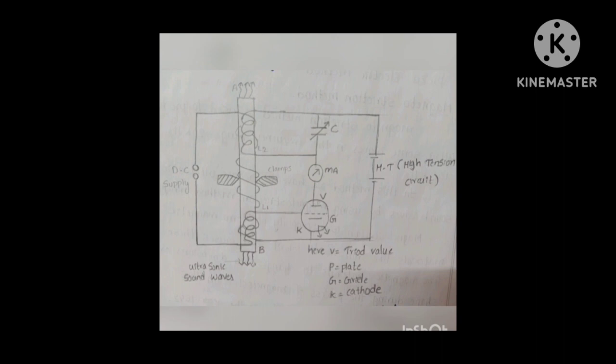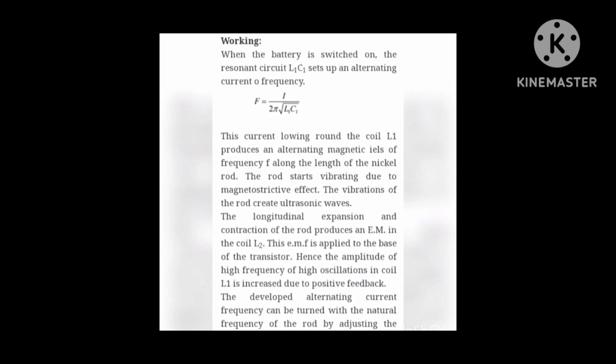This ferromagnetic material is permanently magnetized by passing direct current DC through the coil around the material, as shown in the diagram. Here V is the triode valve, P is the plate, G is the grid, K is the cathode, HT is the high tension circuit. Now let us see the working of the experiment.